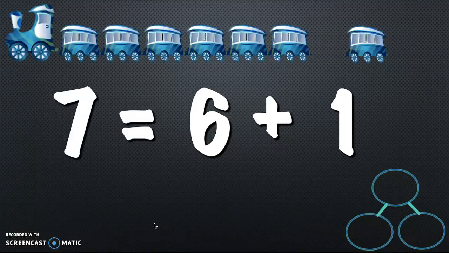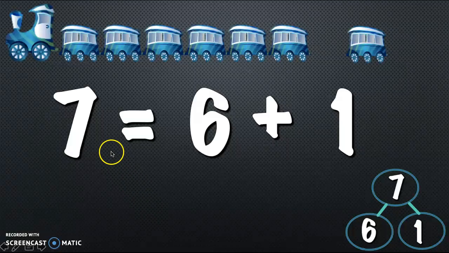Okay, what's the whole amount, friend? Yes, 7. We have 7 train cars all together. We had a big part that was 6 and another part that was 1. Does your number bond match your number sentence and your picture? Oh, friend, you're doing such an awesome job. I'm so excited. How are you feeling about all of this? Yeah, I bet you're feeling good. You're an expert at these number sentences, friend.